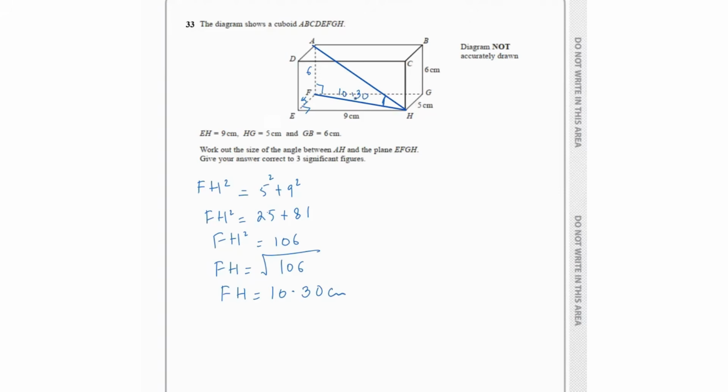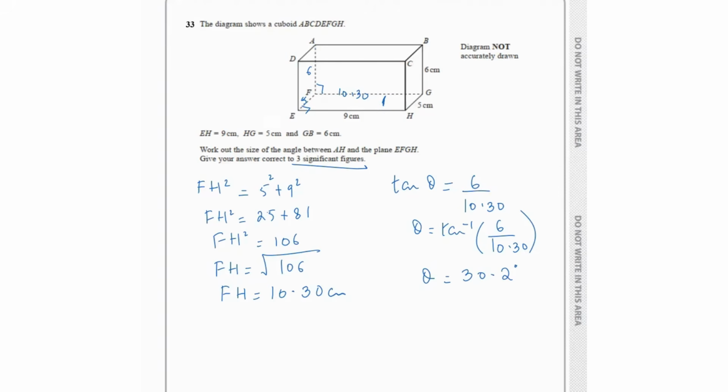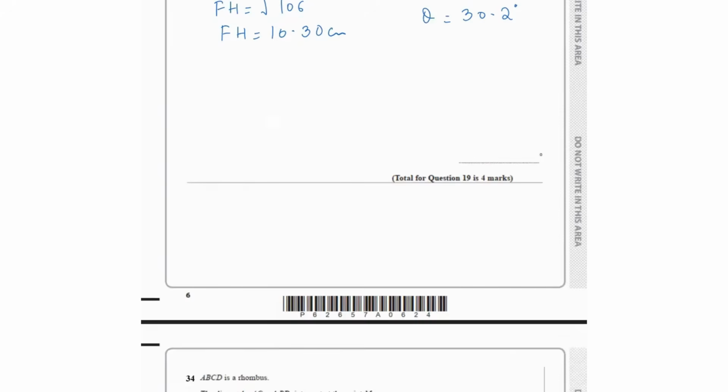So since this is the opposite, FH is the adjacent, we'll use tan. Tan theta equals to 6 over 10.30. Theta is going to be tan inverse of 6 over 10.30. That's 30.2 degrees. They want the answer correct to 3 significant figures. This is 3 significant figures. So that's your answer. Again, very easy marks. You can easily score these. Easy 4 marks.